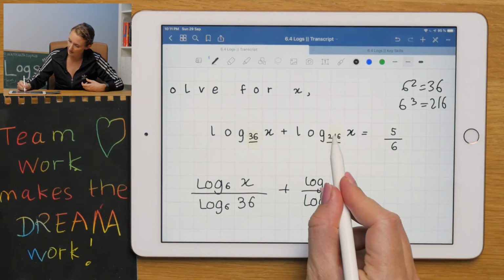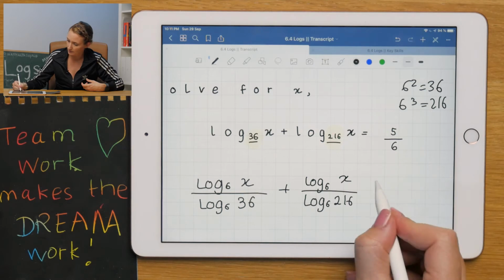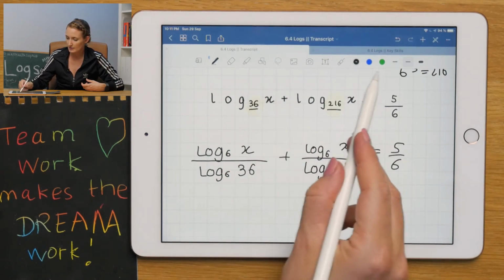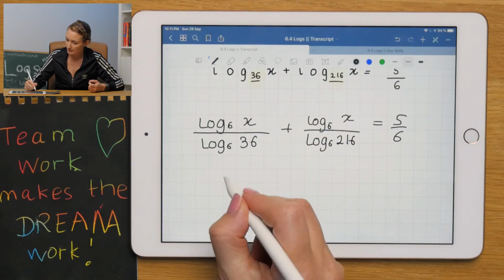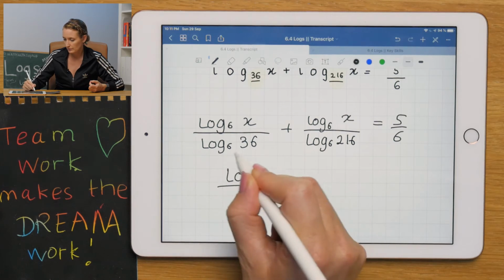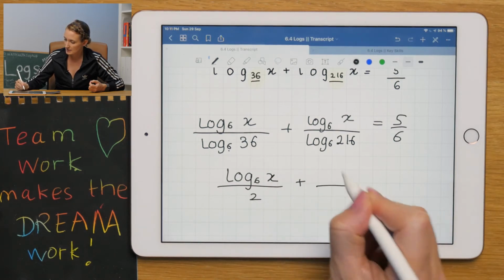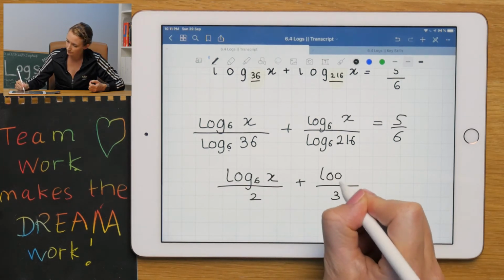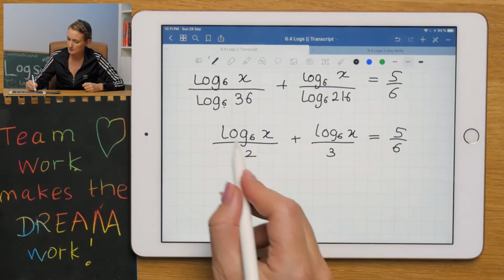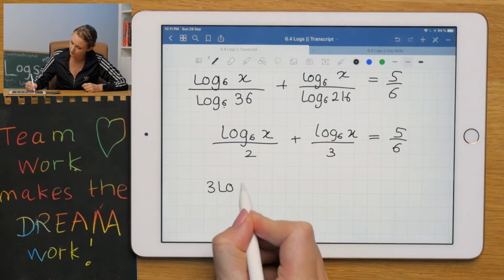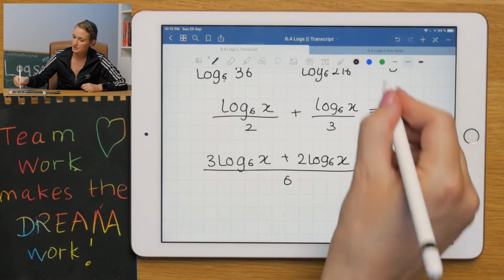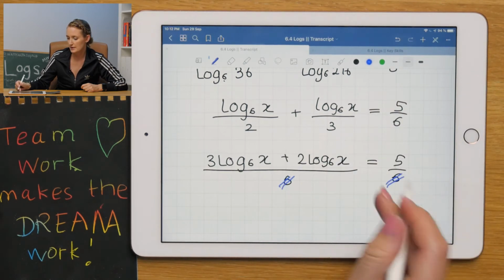Again, this one goes down to the bottom level and the x goes up, and that's 5 over 6. We can change these into actual numbers. This is going to be 2. 6 squared is 36, and this is going to be 3. Here I'm going to make a common denominator of 6, so I'm going to times this one by 3 and this one by 2.